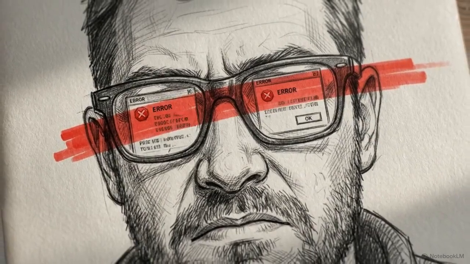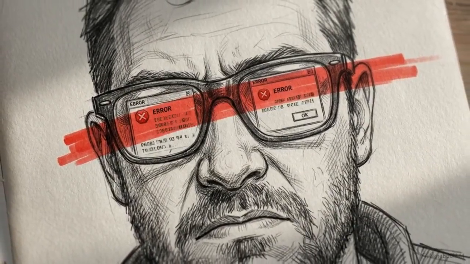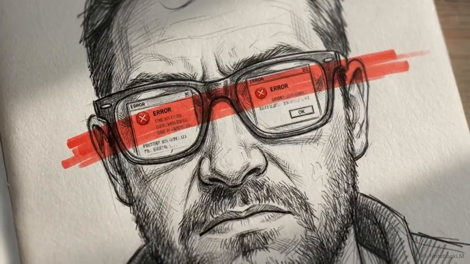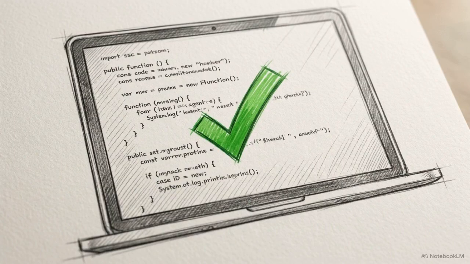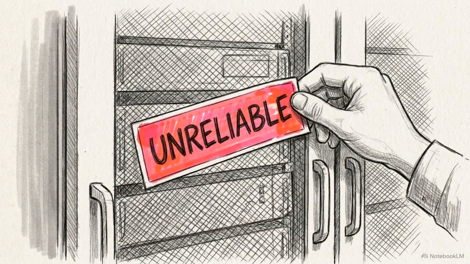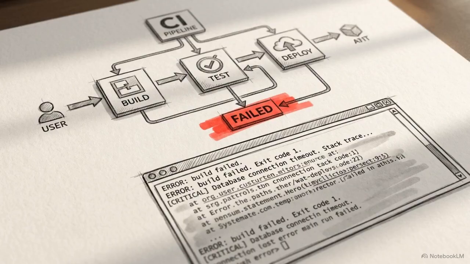You write a Playwright test. It passes on your laptop. You push your code, the CI pipeline runs, and the test fails. So you run it again, and it passes. You add a retry, bump the timeout, and label it Flaky. But most of the time, the test isn't lying to you.